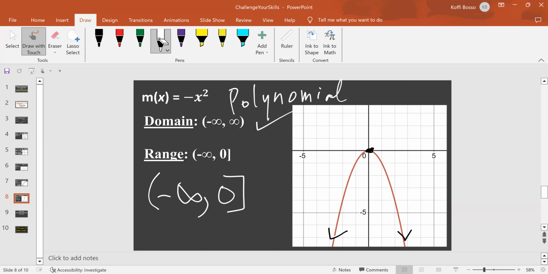Why? Because we always need it from the lowest value, negative infinity, to the highest value based on the graph.